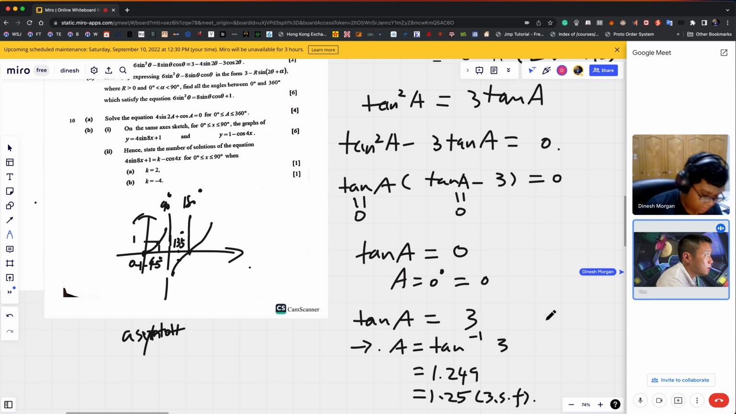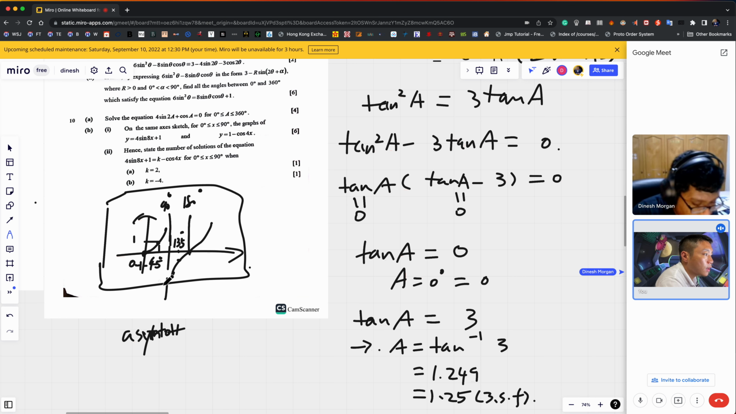That means tangent 90 is undefined, right? Because it goes to infinity. Yep. Undefined, because you can see the standard curve here. 90 is the asymptote. Can you see the asymptote here? So that's why it's undefined for 90 degrees. Clear? So this is the asymptote.